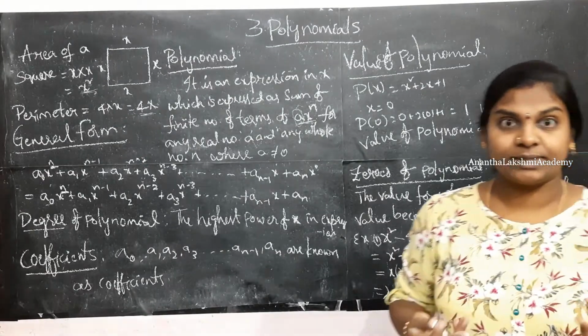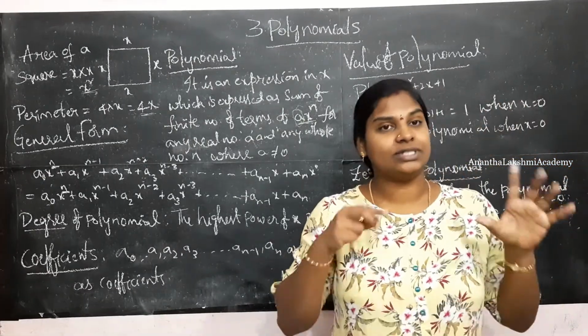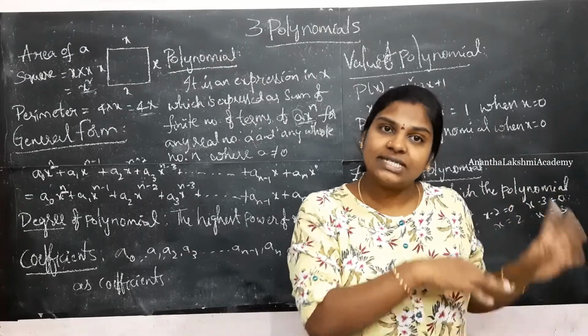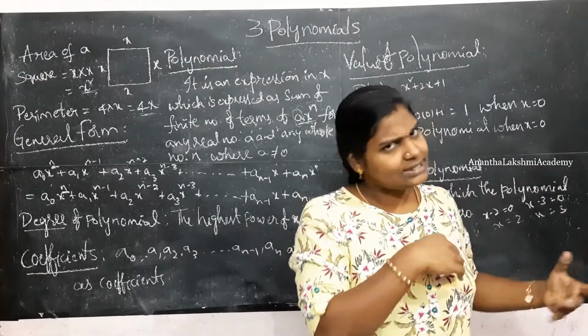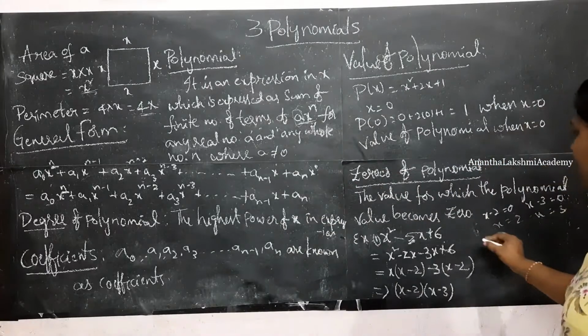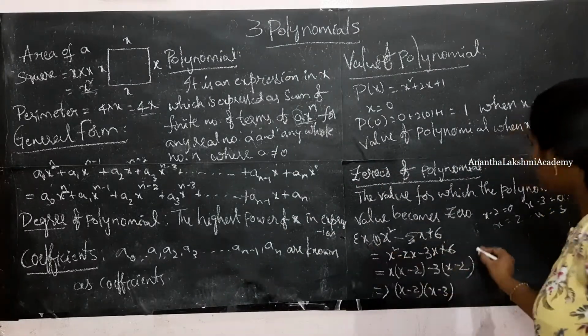Now, either 2 or 3 are nothing but zeros of the polynomial. Now, the question comes up, how do you say that they are zeros of the polynomial? Said zeros are the ones for which this expression becomes 0. Let's test it out. For the first thing, let me consider this as p of x.